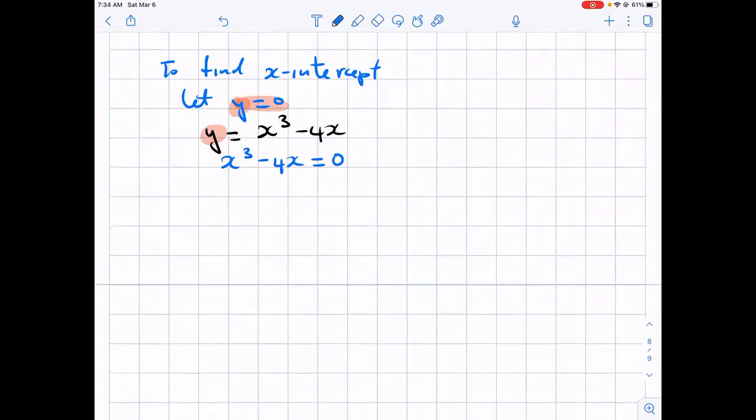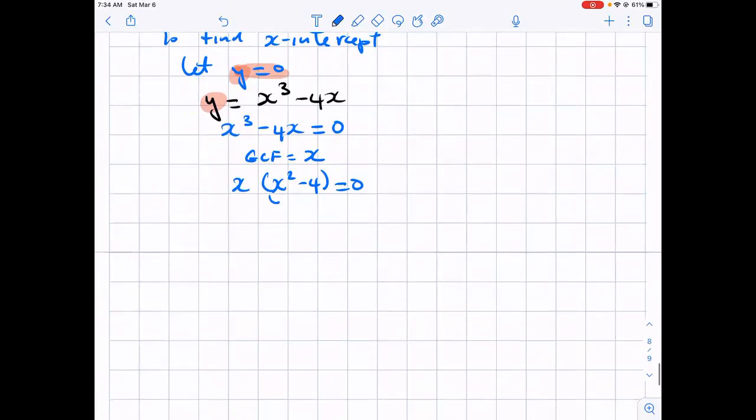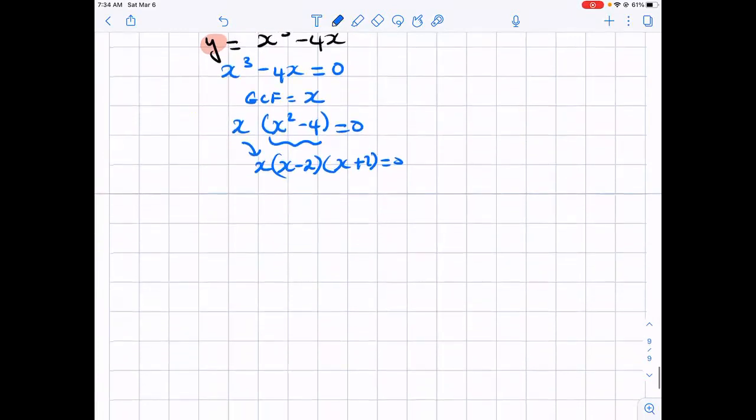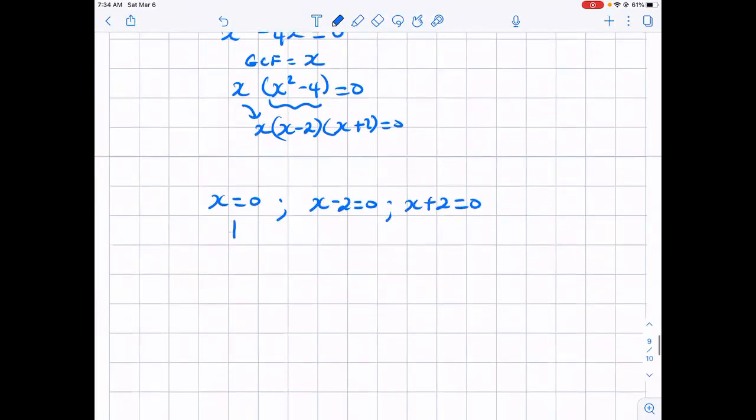Now we can factor this. GCF is equal to x. So if we take out x, we have x squared minus 4 equals 0. And then here you can factor this as x minus 2 times x plus 2. Don't forget this x comes down. So now we have x is equal to 0, x minus 2 is equal to 0, and x plus 2 is equal to 0. So this tells me x is equal to 0, x is equal to 2, and x is equal to minus 2.